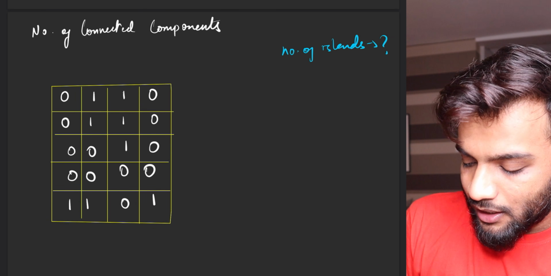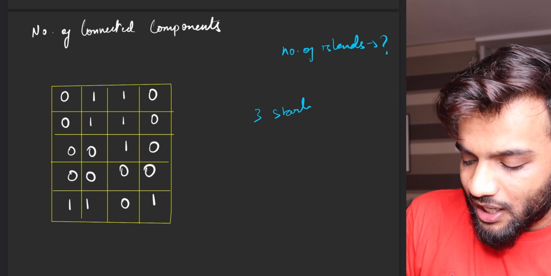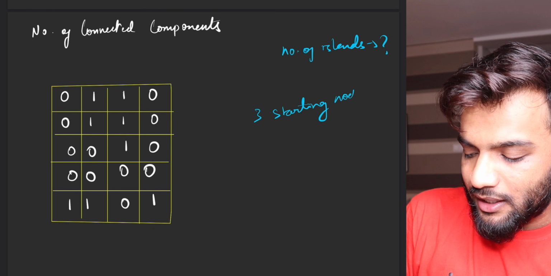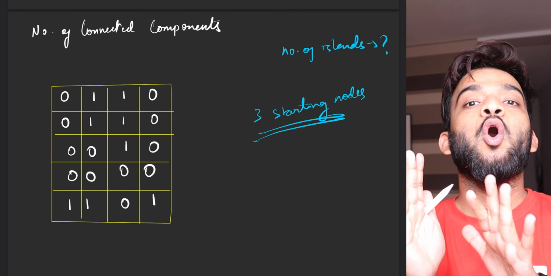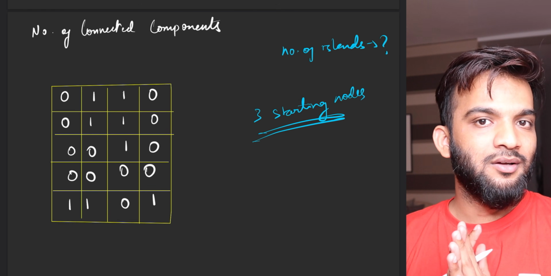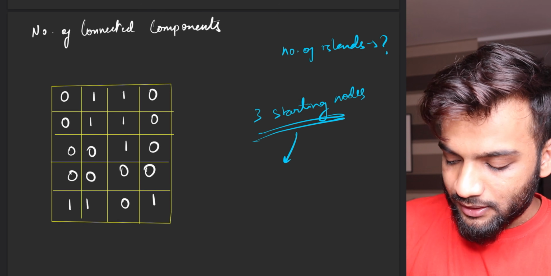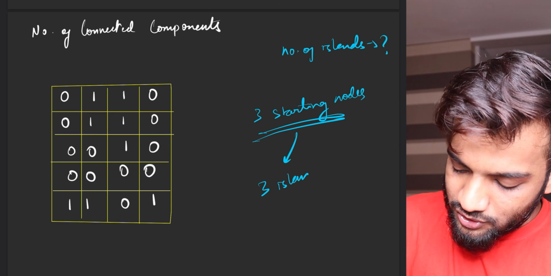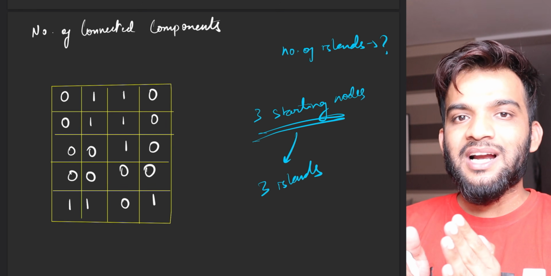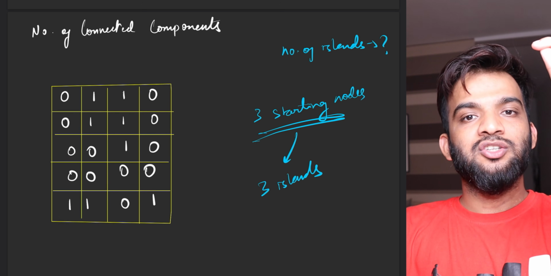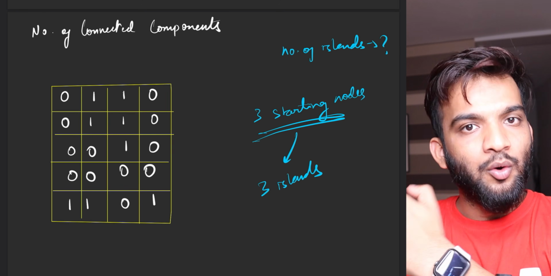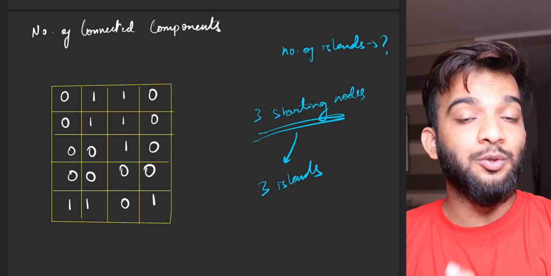So can I say, if I take 3 starting nodes, I will be able to touch all the pieces of land? Thereby, there are 3 islands, because one starting node will make sure it touches all the connected lands. So one starting node will represent 1 island. This is the intuition.